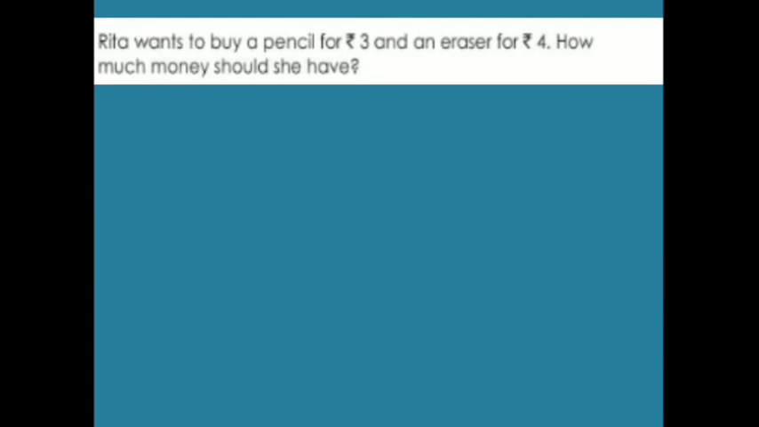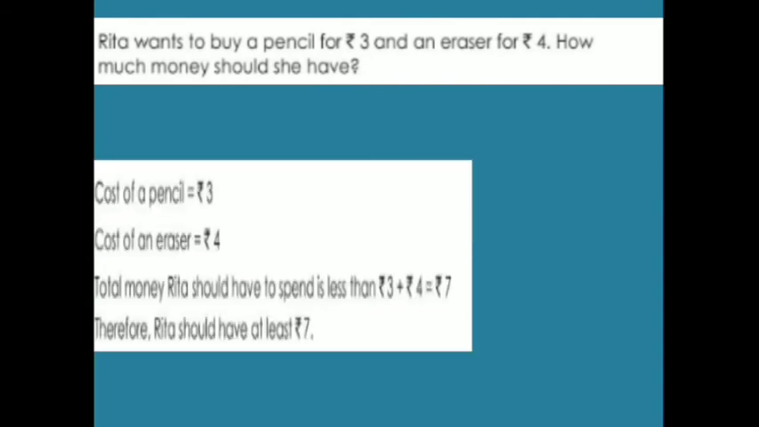Here we will see one more example, children. Rita wants to buy a pencil for rupees 3 and an eraser for rupees 4. How much money should she have? So the cost of a pencil is rupees 3 and the cost of an eraser is rupees 4. So the total money is 3 plus 4 is equal to 7. So Rita should have at least 7 rupees to buy a pencil and an eraser.